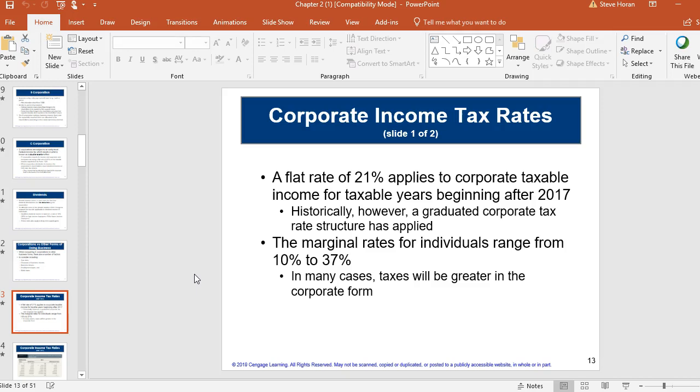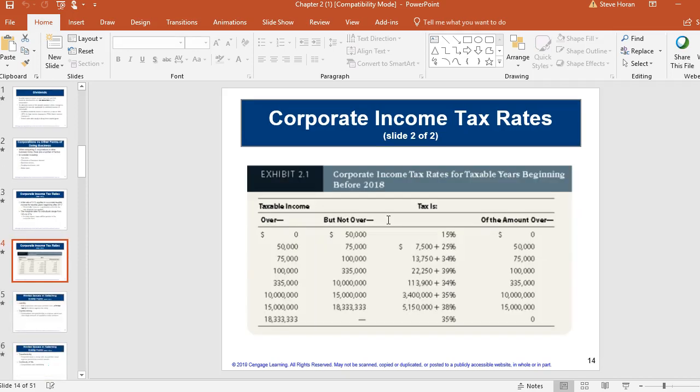Historically, it was very different. It was actually between, I said 39% earlier, it was 10 to 37% in years prior, before the new tax law came into effect. So basically, 2017 and prior was the old rates, 2018 and going forward is the new 21% rate. And this shows you what the old rates were before 2018. So 2017 and prior, that was what you did.